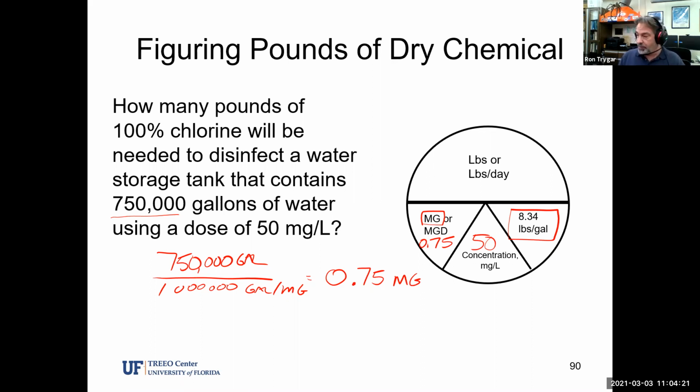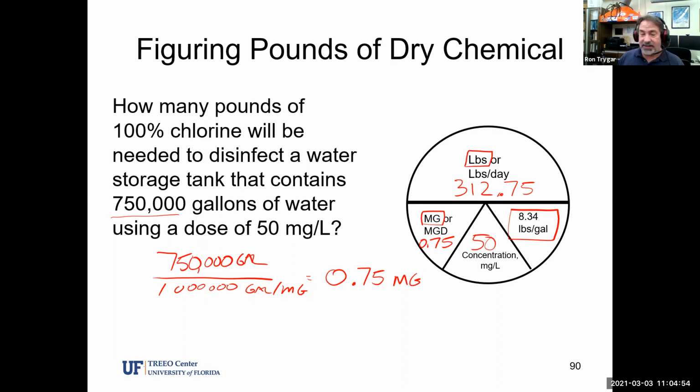We can go ahead and plug these numbers in and do the math. So 0.75, remember, multiplied by 50, multiplied by 8.34. For the pounds formula at the top, we have pounds is 312.75. And since we don't have day units attached to the flow, this is just gallons, it's not million gallons a day, the answer is just pounds. We don't carry the day units into this one.